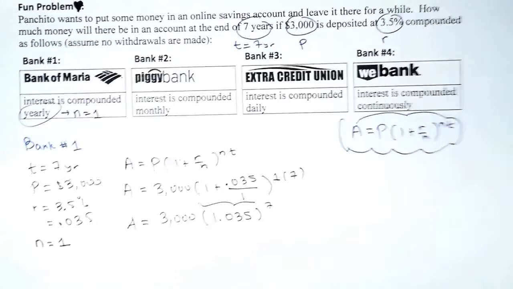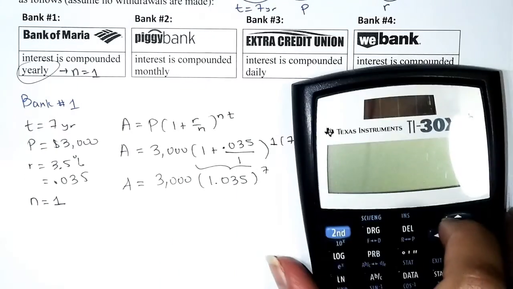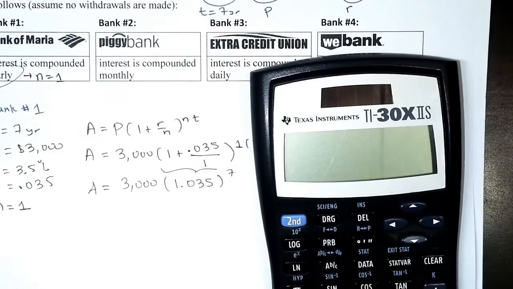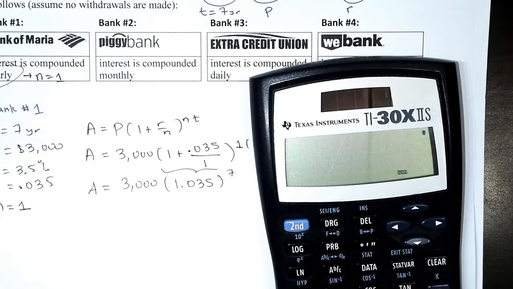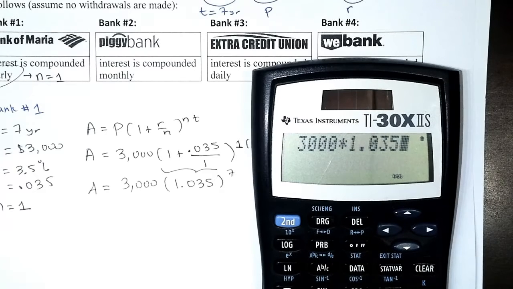I said it before in the earlier video, whenever possible, I like to evaluate parts of the puzzle to minimize the number of keystrokes that I have to do in one swipe. So let's see what that final amount is. We have 3,000 times 1.035 raised to the 7th power.